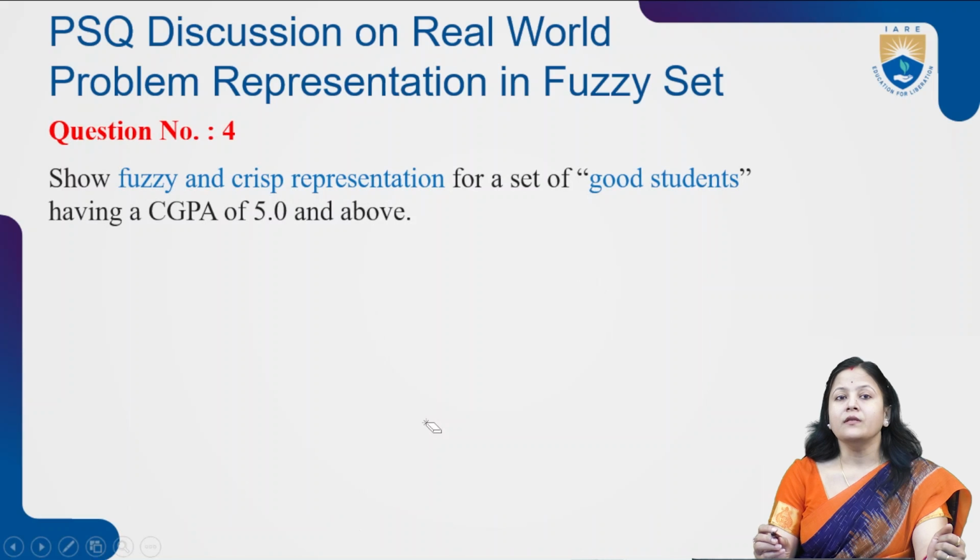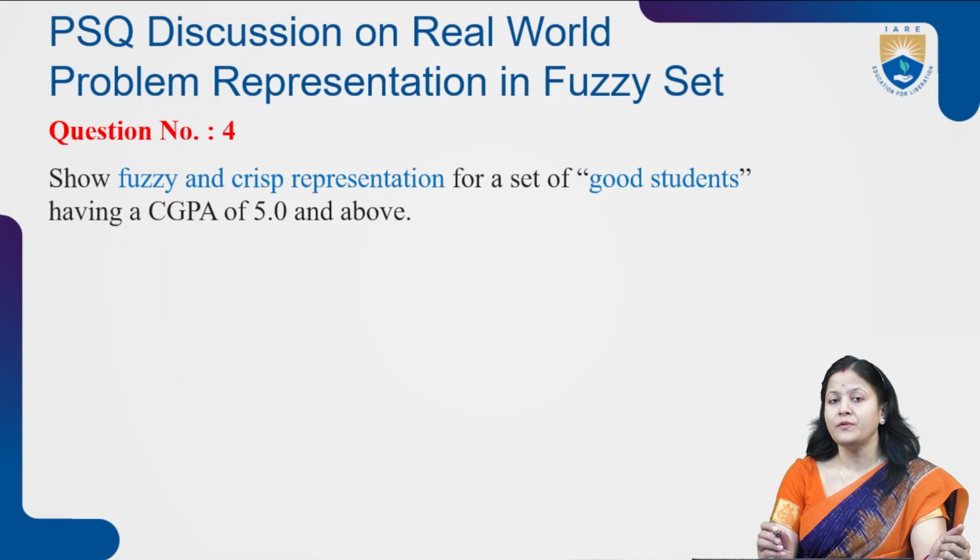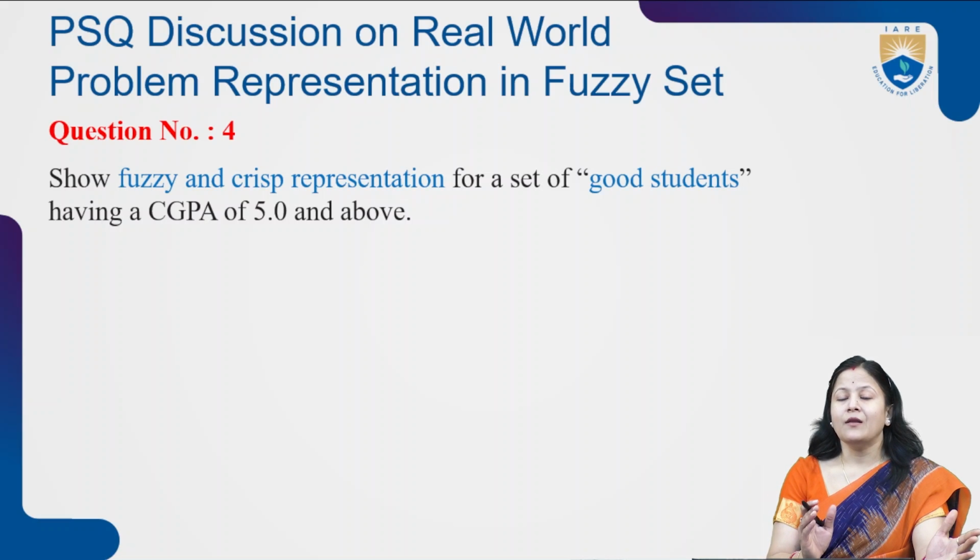Now one more example. The fuzzy and crisp representation for a set of good students having a CGPA of 5.00 and above. That means we have to represent, with the help of a graph and a mathematical representation, good students who have a CGPA of 5 and above. Okay, the student who is scoring 5 and above is considered a good student. If it is less, they are considered a bad student as per the crisp representation.